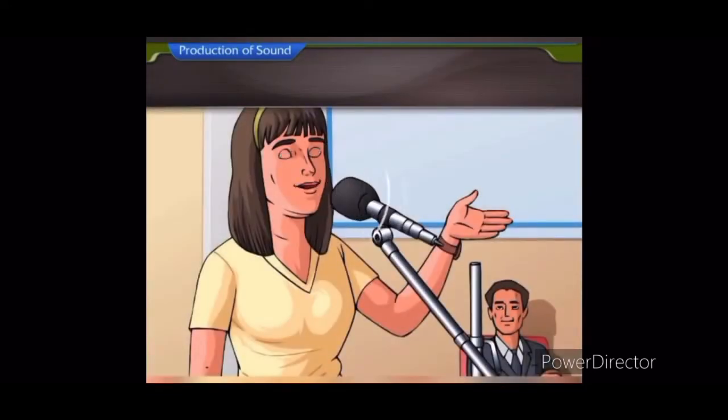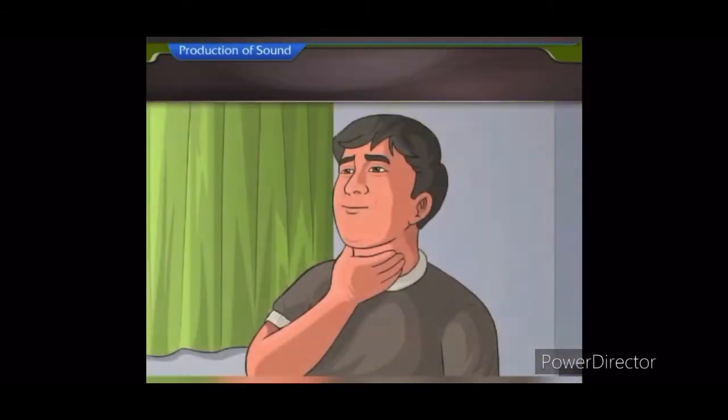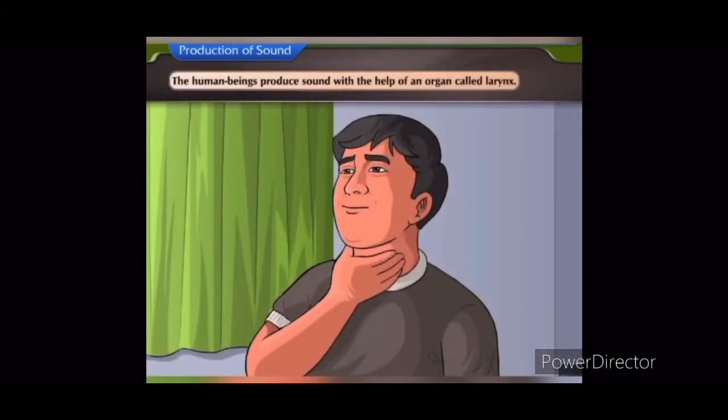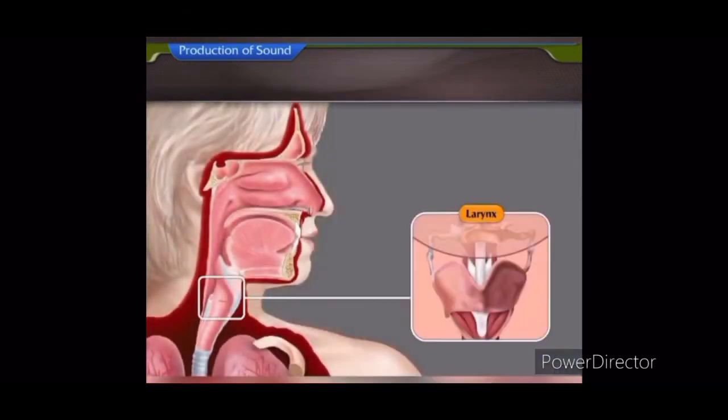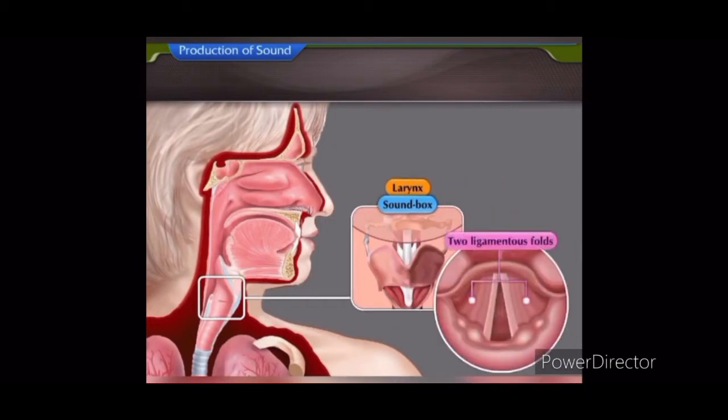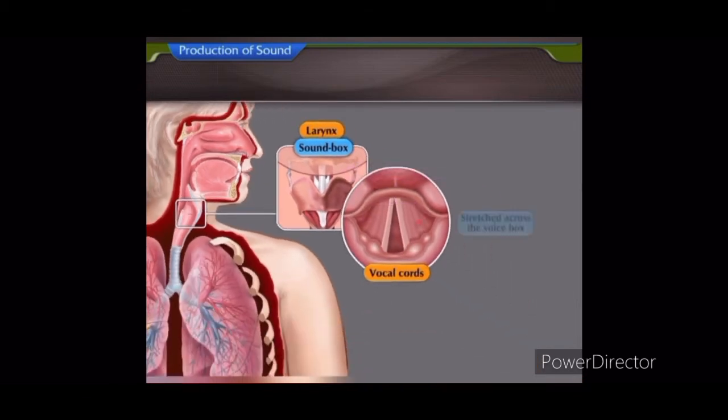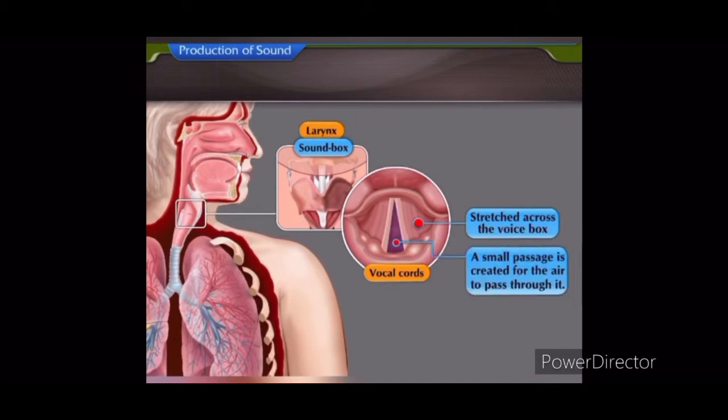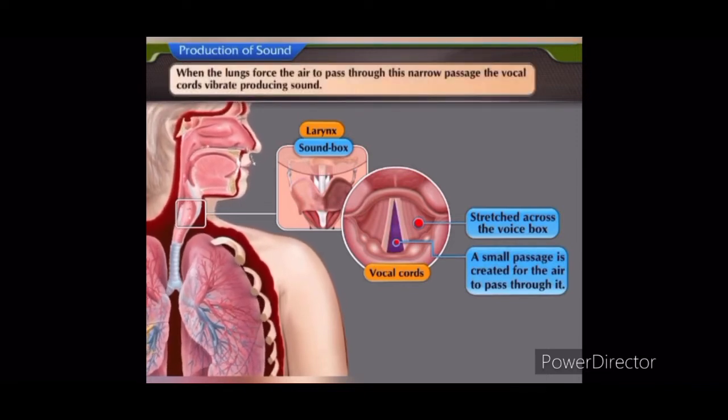Let us now proceed to understand how sound is produced in human beings. The human beings produce sound with the help of an organ called larynx, which is commonly known as sound box. The larynx contains two ligamentous folds called vocal cords. The vocal cords are stretched across the voice box in such a way that a small passage is created for the air to pass through it. When the lungs force the air to pass through this narrow passage, the vocal cords vibrate, producing sound.